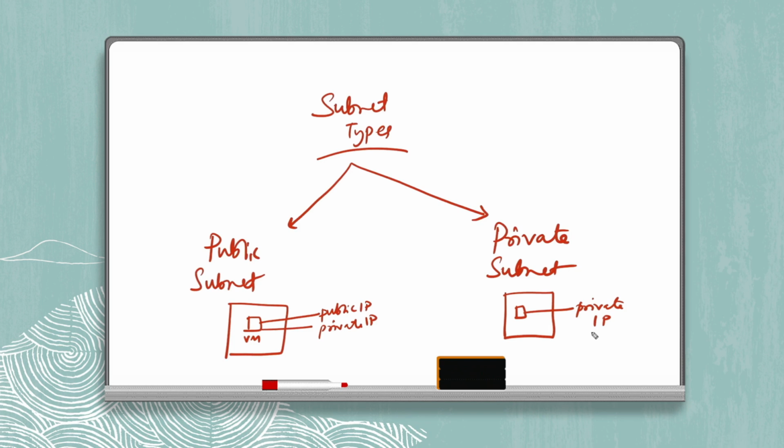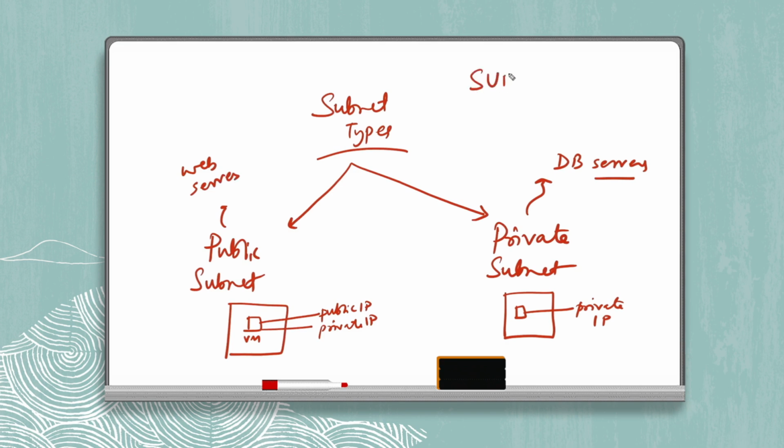Now, some examples. Which type of instances should we deploy in a public subnet, and which type of instances should be deployed in a private subnet? Of course, as the name suggests, you can typically understand that servers like database servers can be deployed in a private subnet, and servers, typically web servers, can be deployed in a public subnet.